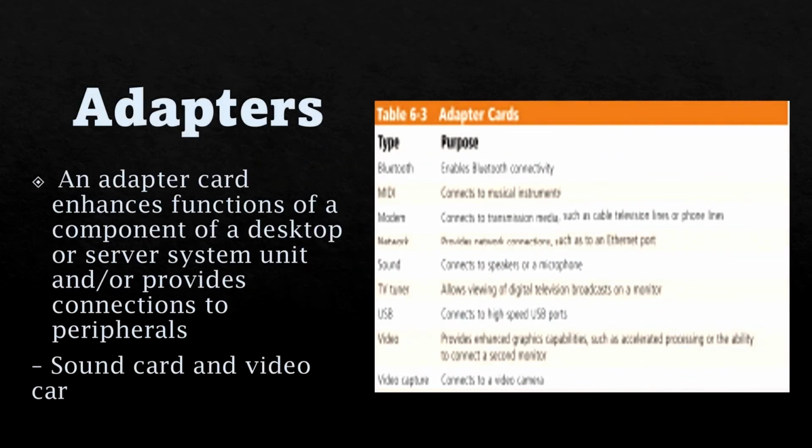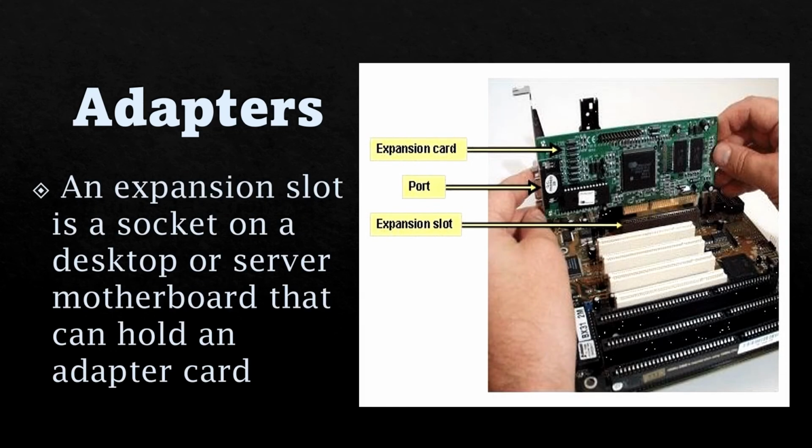An adapter card enhances functions of a component of a desktop or server system unit and provides connection to peripherals. An adapter card, also known as an expansion card, is simply a circuit board you install into a computer to increase the capabilities of that computer.